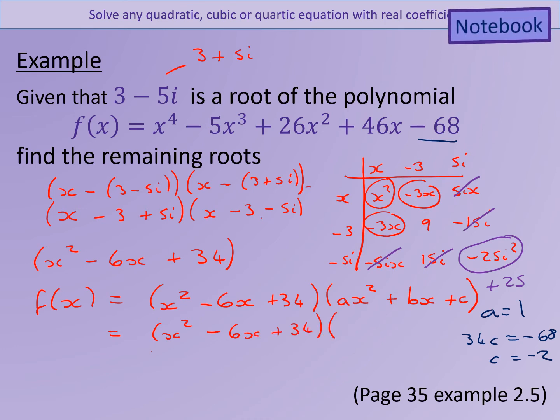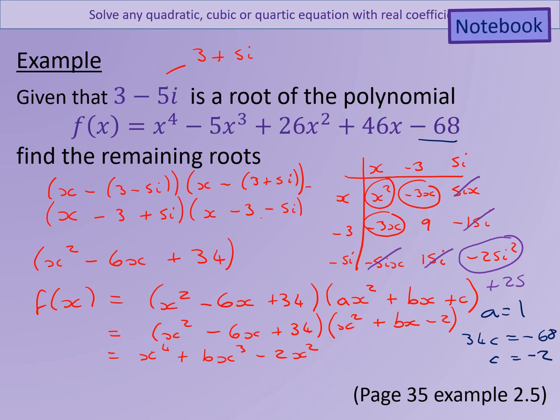So we can write this as x squared minus 6x plus 34. You could also do division if you wanted to. If you wanted to divide f of x by x squared minus 6x plus 34 a different way, you would arrive at the same answer. I'm comparing the coefficients. So I've got x squared, we don't know b yet, that's bx, and then c is minus 2. I'm now going to expand the 2 brackets and compare the coefficients to find b. So I'm going to start by doing x squared multiplied by everything in the second bracket. So x to the 4 plus bx cubed minus 2x squared.